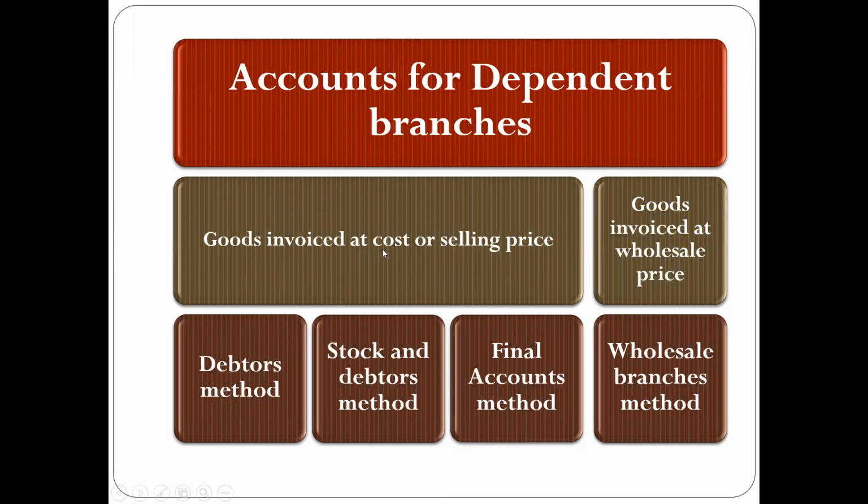Goods invoiced at cost or selling price. When the head office is sending the goods, either it can send at cost, and sometimes if the head office doesn't want to reveal the cost price, it might be sending it at the selling price. So what are the various methods? If the goods are invoiced at wholesale price, then the wholesale branch method. If the goods are invoiced at cost or selling price, then the debtors method, stock and debtors method, and final account method.